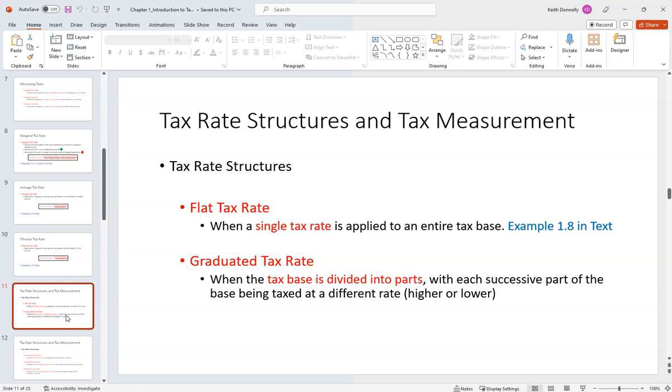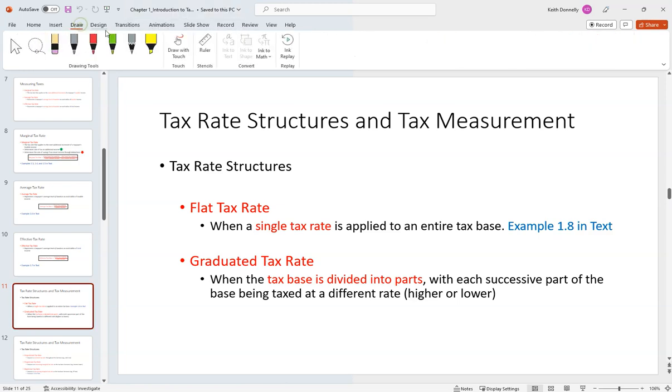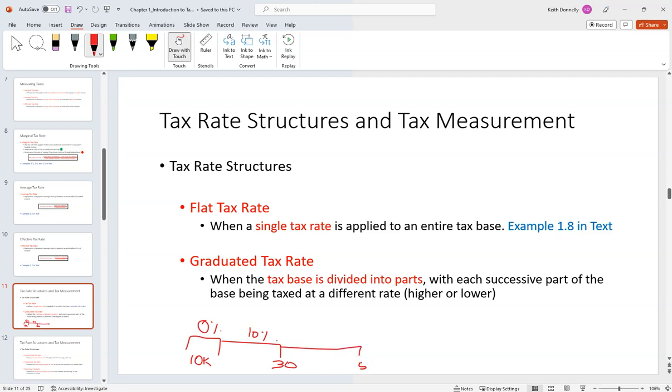In distinction, a graduated tax rate is going to be like the income tax, how that's taxed. So here, let me see if I can draw on this. Maybe the first 10 grand of income, you're going to pay 0%. From 10 to 30, you're going to pay 10%. From 30 to 50, you'll pay 12%. These aren't spot on accurate. I'm just trying to show you.